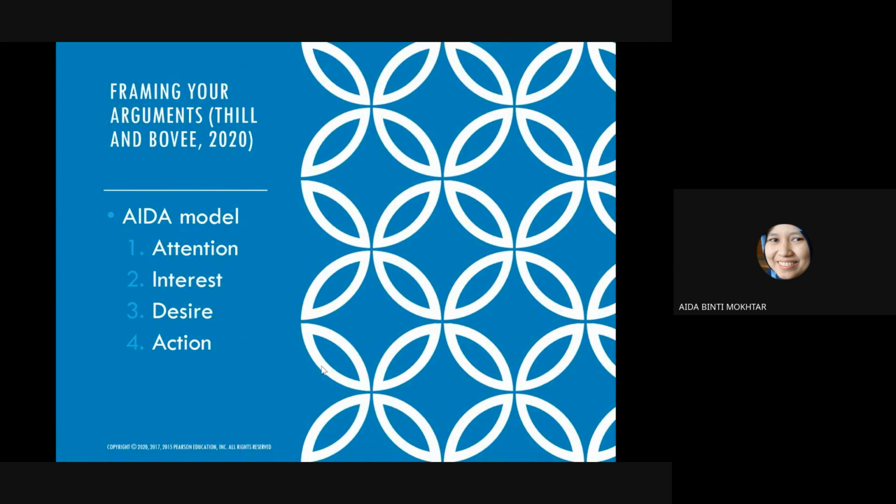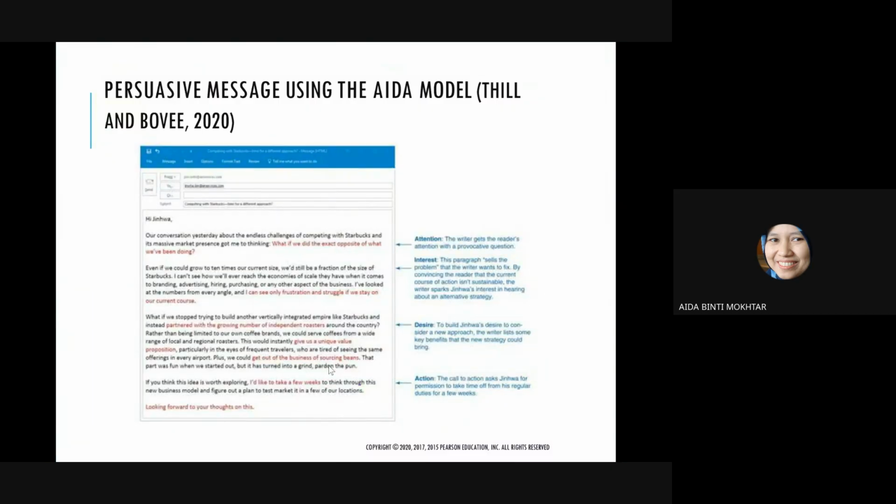Framing your arguments, you can use the AIDA model, as in attention, interest, desire, action. And this means that people go through the different steps in the AIDA model. Now, with regards to attention, you can see the AIDA model being used in this email, right? So you see that the first paragraph represents attention, okay? When the writer gets the reader's attention with a provocative question.